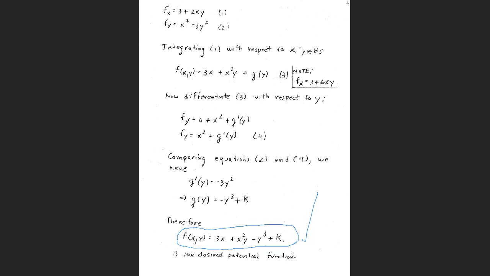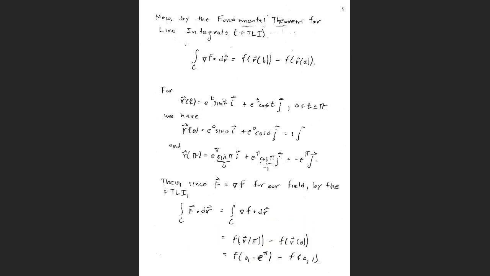We've identified our potential function. K, by the way, could be any constant. All right, well now we're going to utilize the fundamental theorem of line integrals. We can do that now because we know our potential function f. We have a conservative vector field, and we know our potential function f.